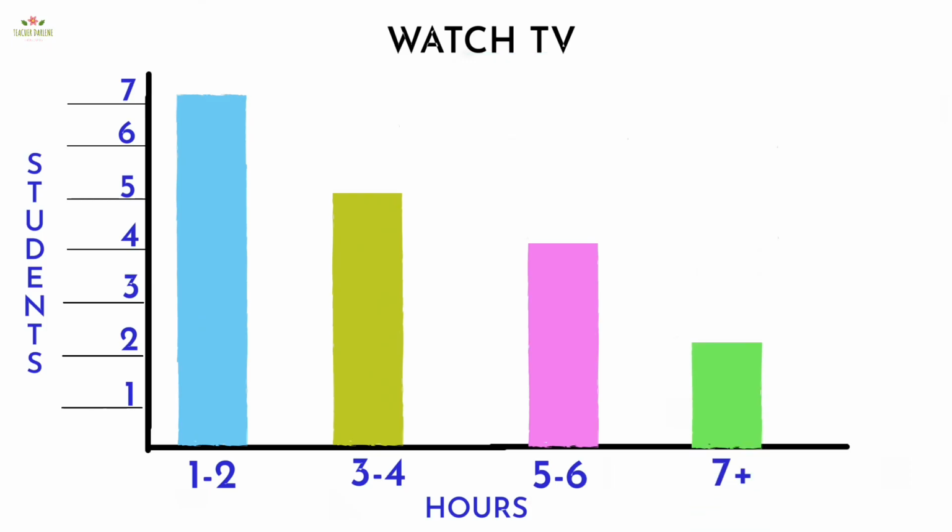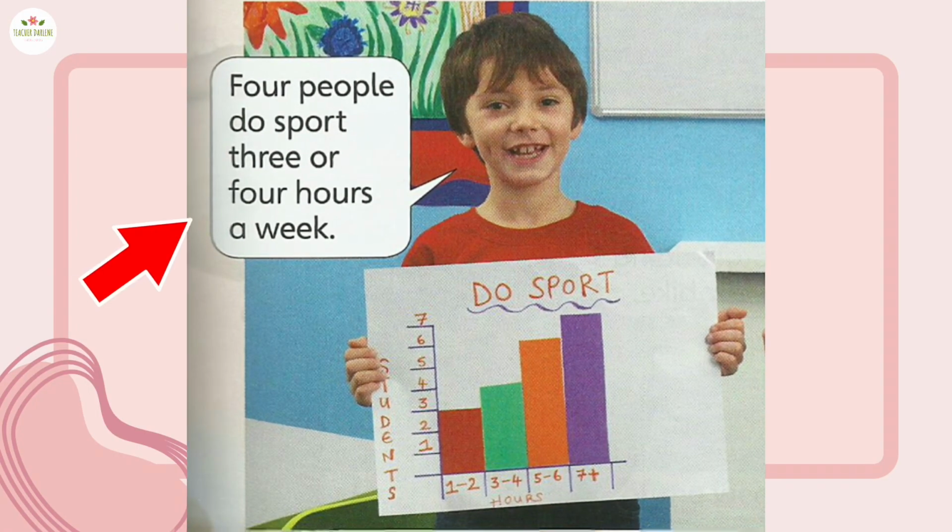When you're done, present it to the class. Listen. 4 people do sport 3 or 4 hours a week. Listen and repeat. 4 people do sport 3 or 4 hours a week.